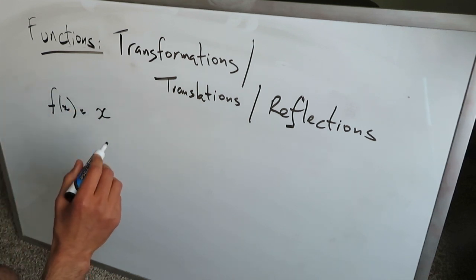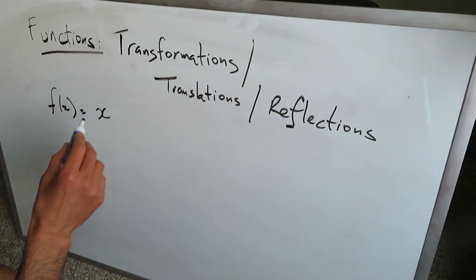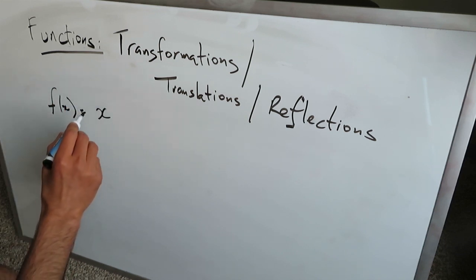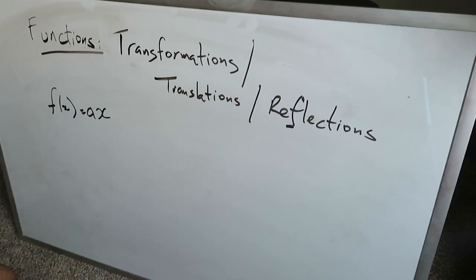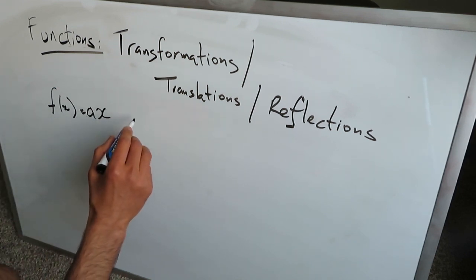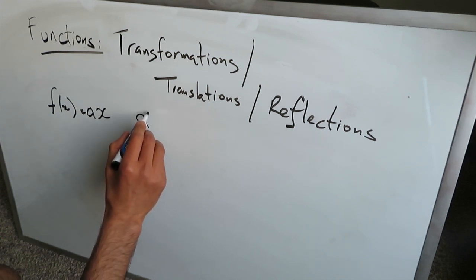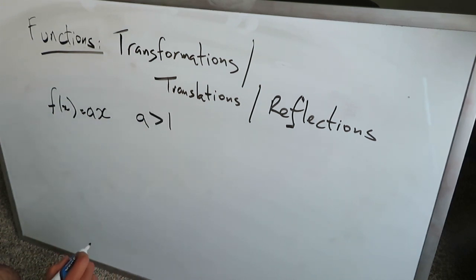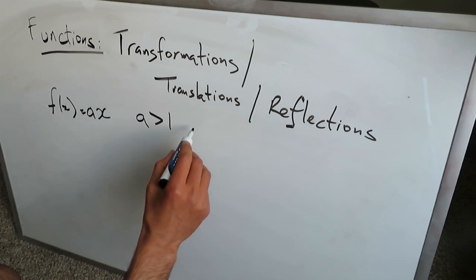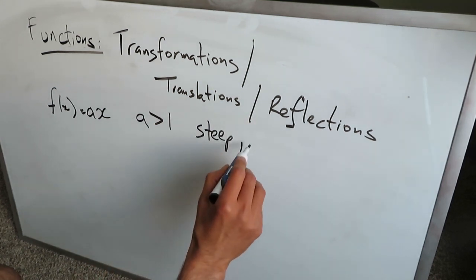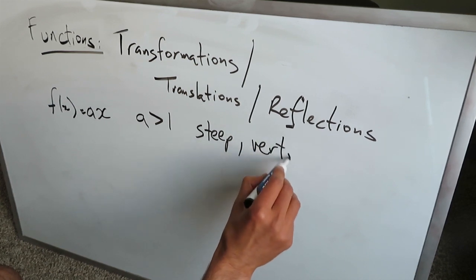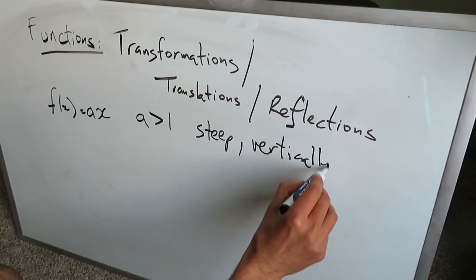And one of the more important types of modifications of a function is if you have a coefficient before x. Let's call that coefficient a. f of x is equal to ax. If supposedly a is a coefficient and it happens to be some value larger than 1, you're going to have a graph which will be steep in terms of its incline. It'll be steep, or it will be vertically stretched.